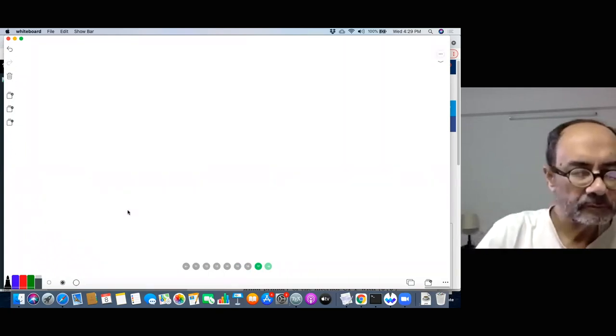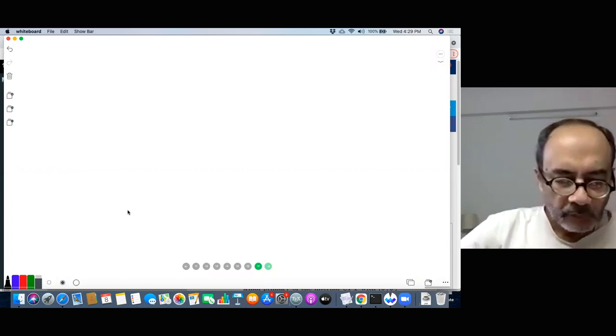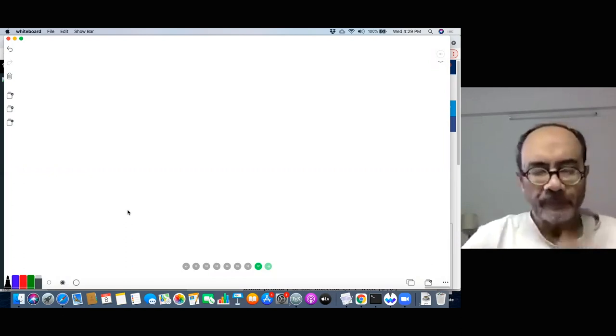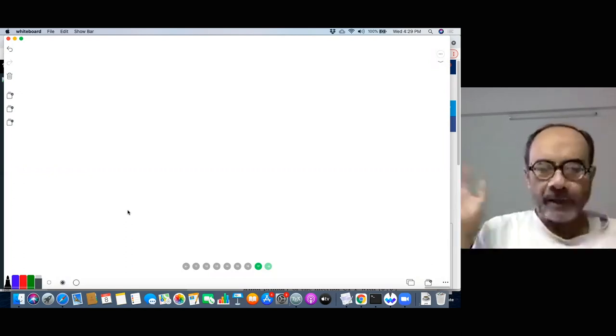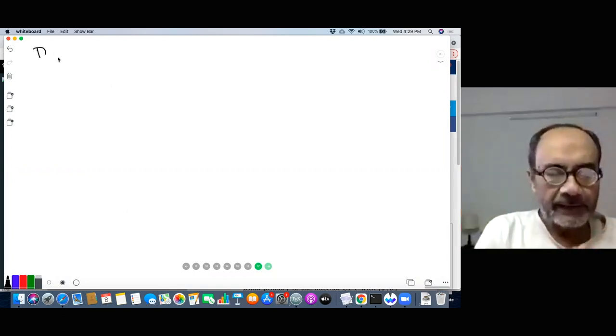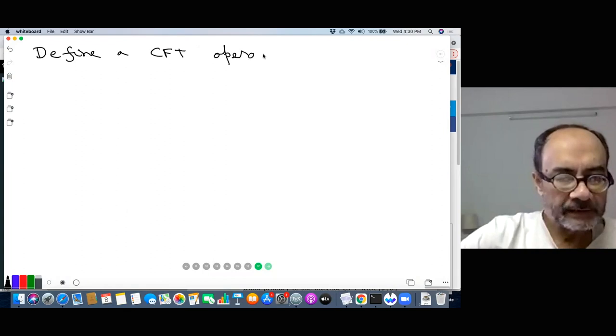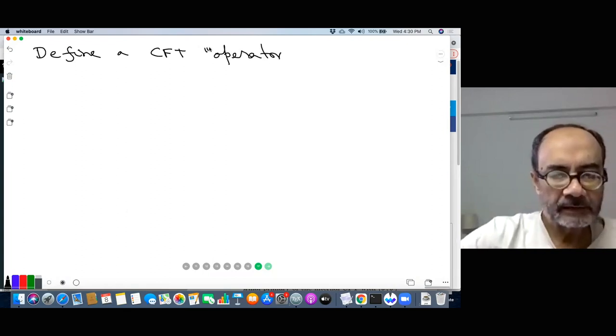Okay, so far it's only properties of Riemann surface. We have not yet talked about the CFT anywhere. Now we are going to bring in the CFT. So we are going to define a CFT operator. Now, operator I put in quotes.